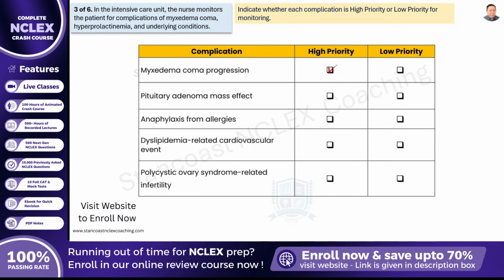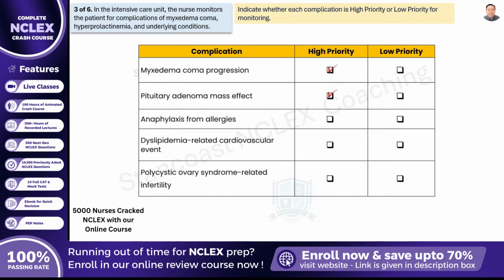Now, the other high priority is pituitary adenoma mass effect. It's small, but it sits in a really sensitive spot, so we just cannot ignore this one. Even though this microadenoma sounds minor, it's not the size, it's where it sits that makes it dangerous. The reason that we're concerned about this one is because it's about the location.